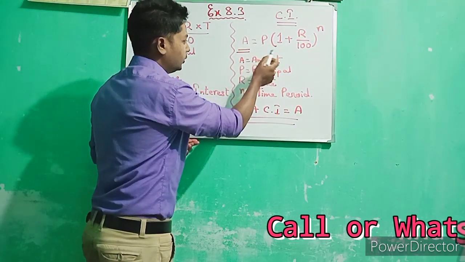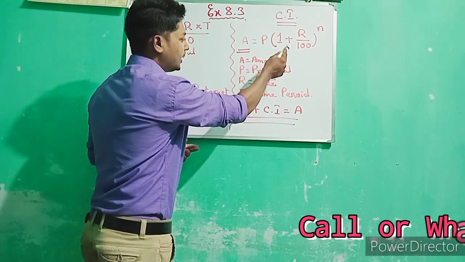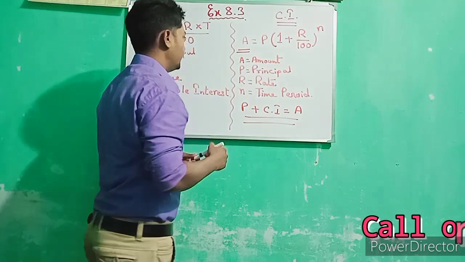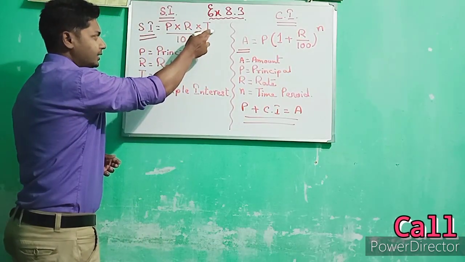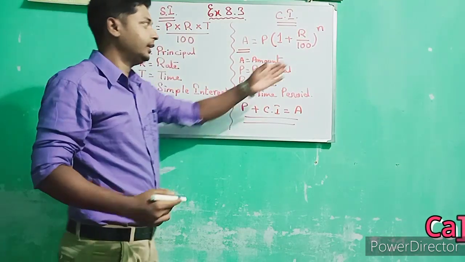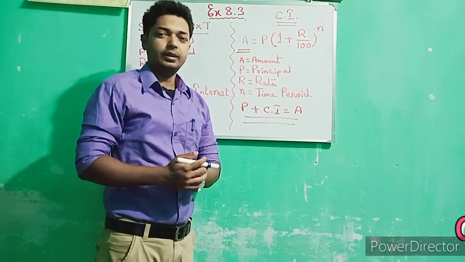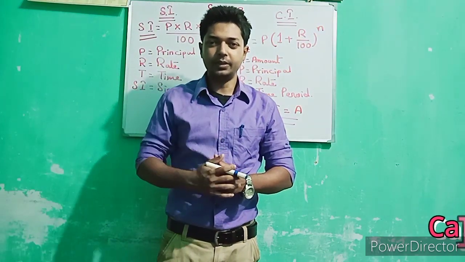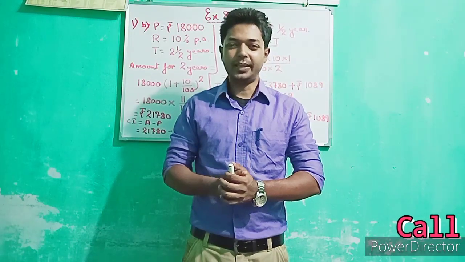Okay, P into, where P is the principal, (1 plus R by 100), R is the rate and N is the time period. Here T is defined as the time and here N is defined as the time. Okay, so I will explain all these things with the help of sums. So let's come down to the next problem.